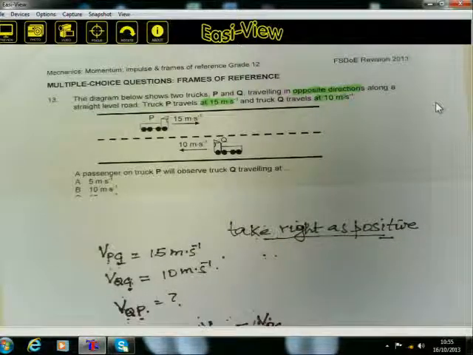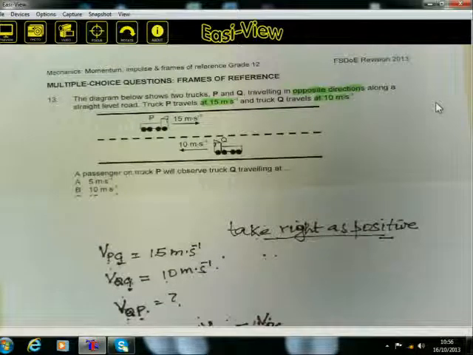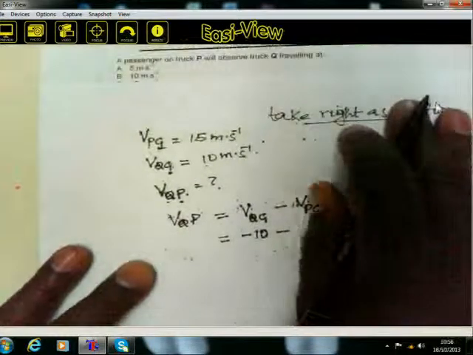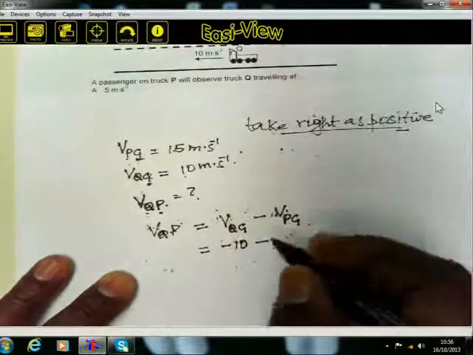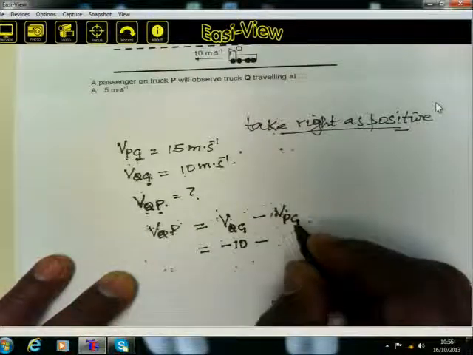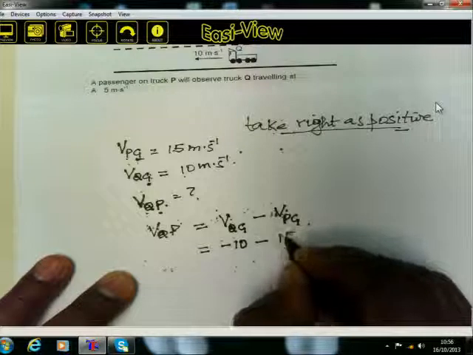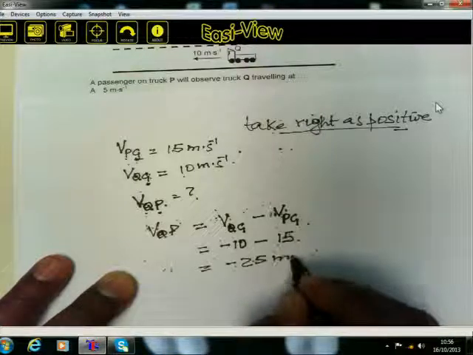So Q relative to the ground is this one, which is 10 meters per second. Now let's check: track Q is moving to the left, so that velocity must be negative. Then we subtract the velocity of P relative to the ground, which is 15. That gives us negative 25 meters per second.